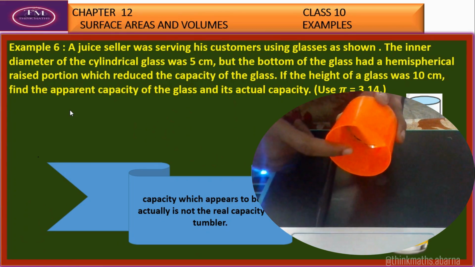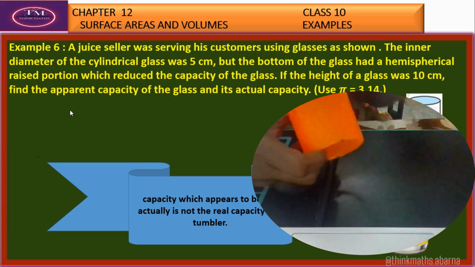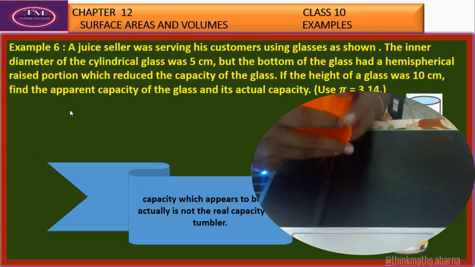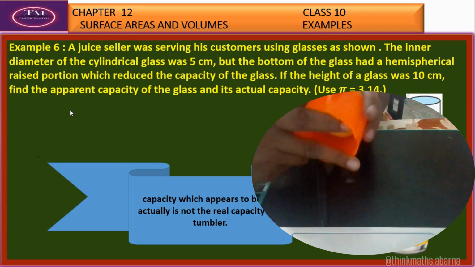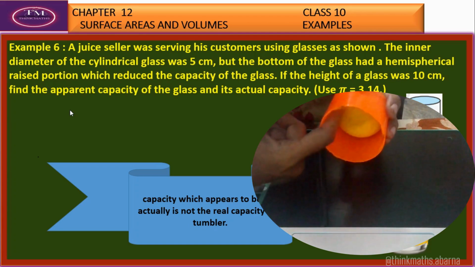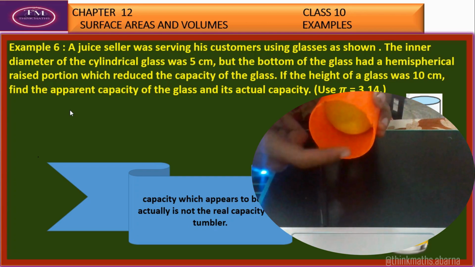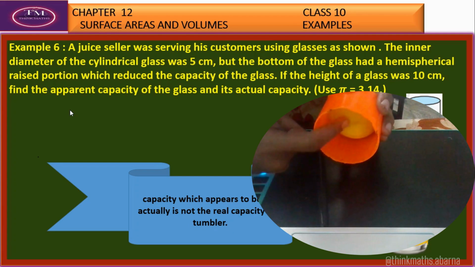But actually it is not the real capacity, because what the juice seller has done is fix a hemispherical depression at the bottom. So now if you look inside, the glass appears to be like this. It has a hemispherical depression at the bottom.